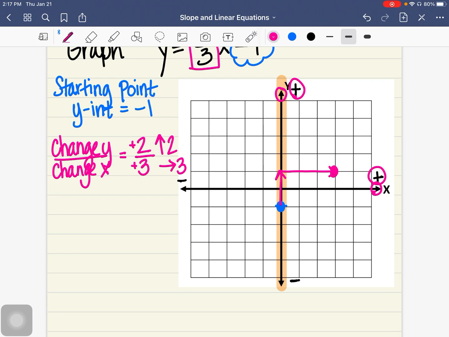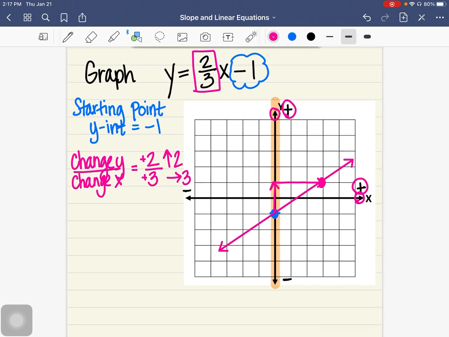And then all we have to do is draw a line to connect them. So let's draw our line to connect them as best we can. And that is the line for y equals 2/3 x minus 1. It has a y-intercept of -1, and it has a slope of +2 over +3. All right, let's try another one.